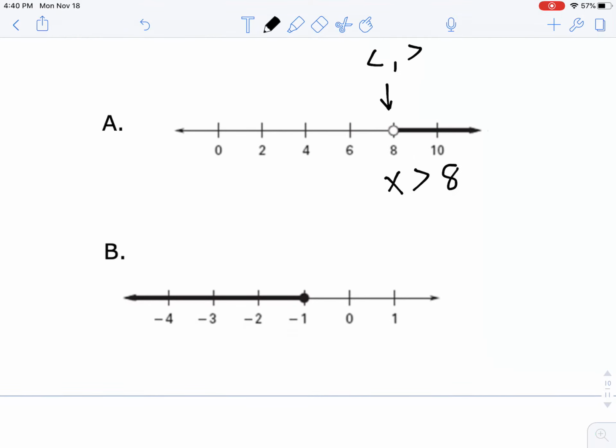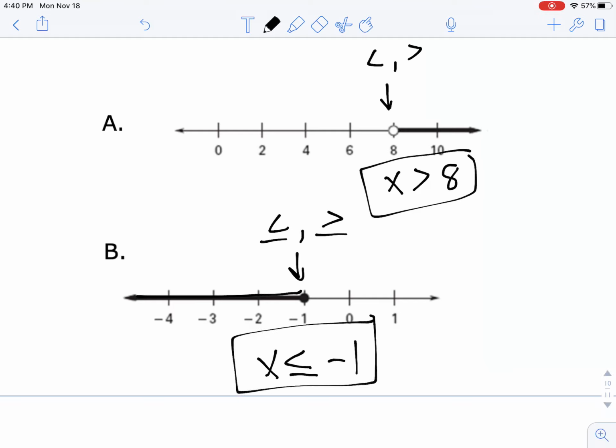For b, it's a closed circle, which means it's going to be less than or equal to or greater than or equal to. So we know that all of our values are going to be less than -1. So x is less than or equal to -1. -2 is less than -1. -4 is less than -1. So those two are our answer. So again, if it's an open circle, it's less than or greater than. If it's a closed circle, it's less than or equal to or greater than or equal to.